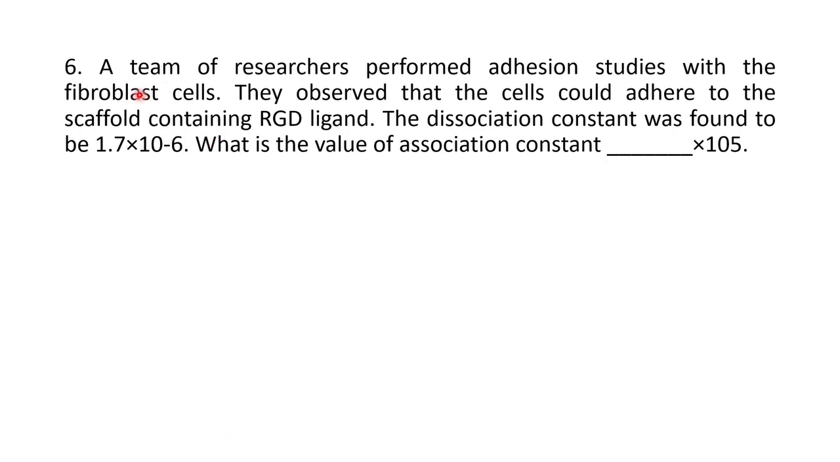Okay, so the next question is, a team of researchers performed adhesion studies with the fibroblast cells. They observed that cells could adhere to the scaffold containing RGD ligand. The dissociation constant was found to be 1.7 into 10 power minus 6. What is the value of association constant? You can give the value in terms of 10 power 5. So, sorry, this is 10 power 5.